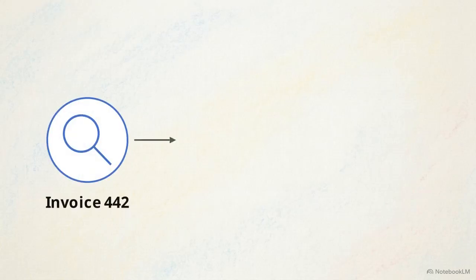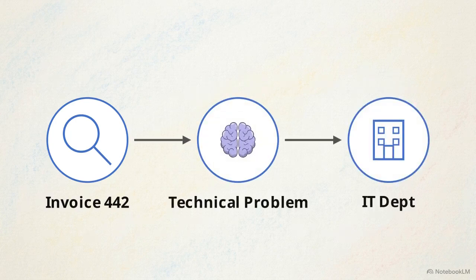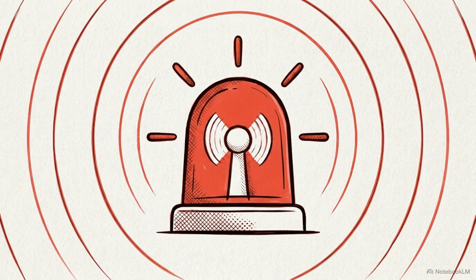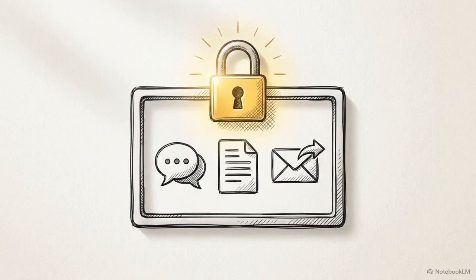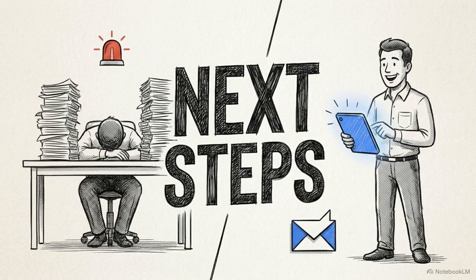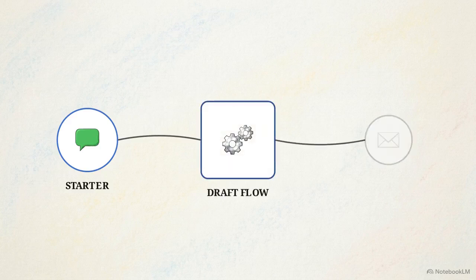The agent extracted the invoice issue, decided it was a technical problem, and correctly routed the draft to the IT department. This entire sequence, detecting the alarm, reasoning through the problem, and drafting the solution, happened securely. No company data ever left the Google compliance boundary. Now it is your turn. Identify one repetitive daily task of your own, select your starter, and build your first draft-only flow to start automating your routine.